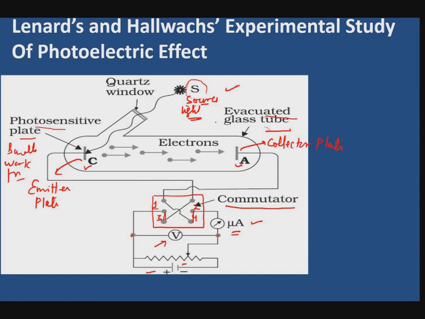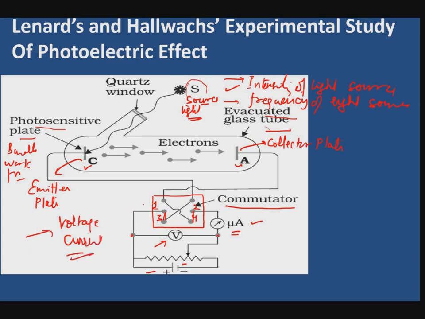And the other two parameters which I am going to change: I can change the intensity of the light source, the intensity of the light source I will change. One parameter will be changed from here, and the second is the frequency of the light source, which will be changed. Right, so these are the two parameters which I am going to change here. One is the voltage being changed by using a potential divider, and second is current. Current is measured from it. So this is called photocurrent, and that is the applied voltage.